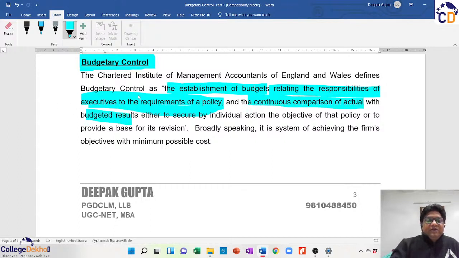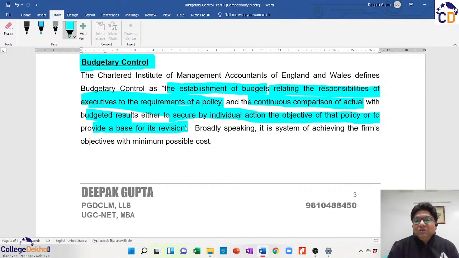So when you have made those budgets, you make budget in the beginning of the period, and when that period has elapsed and you have performed actually, then budgetary control is not just about the making of the budgets. It is also about the comparison of the actual performance with the budgeted performance, and then to secure the individual action, the objective of the policy has been approved or not, or achieved or not.